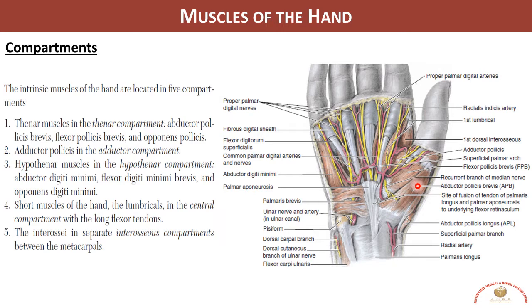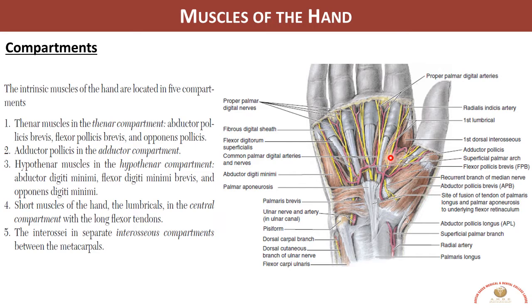Here you can see that this muscle is the abductor pollicis brevis. Just lateral to that is the flexor pollicis brevis. The third muscle which lies in this compartment is the opponens pollicis, which lies deep to the abductor and flexor pollicis brevis. Once we cut this muscle, we can see the location of the opponens pollicis.